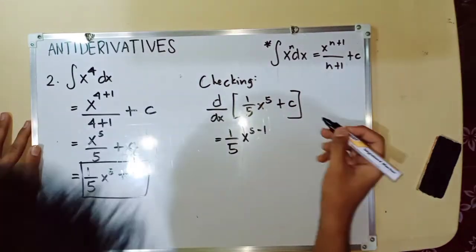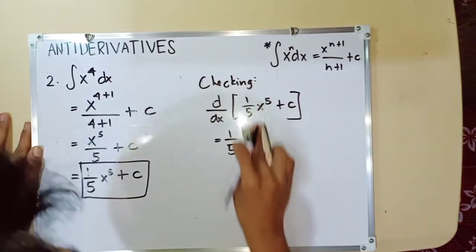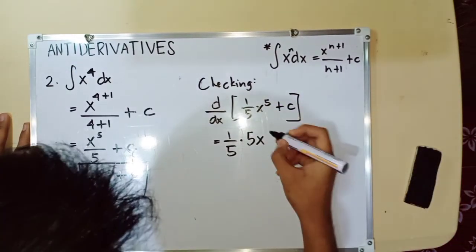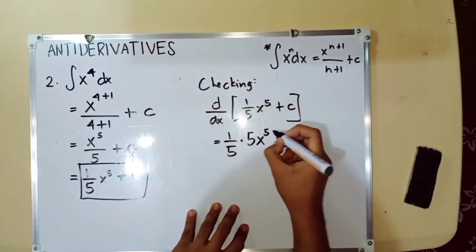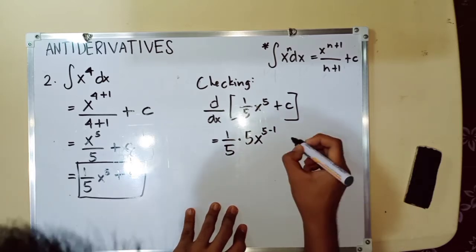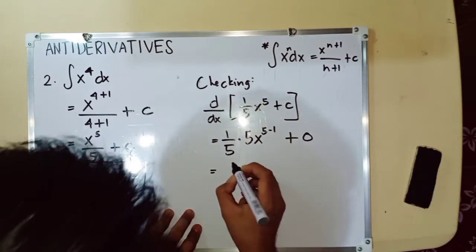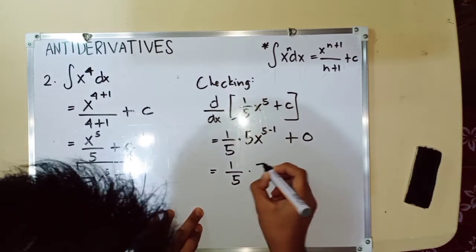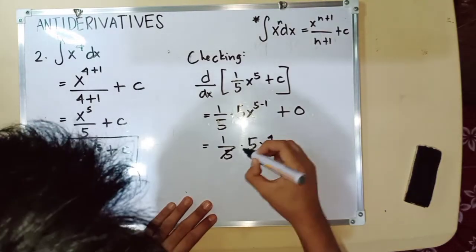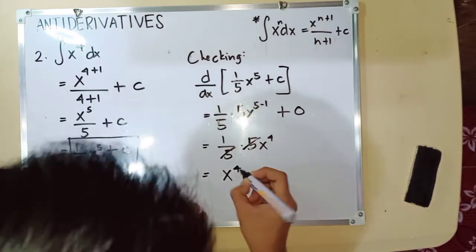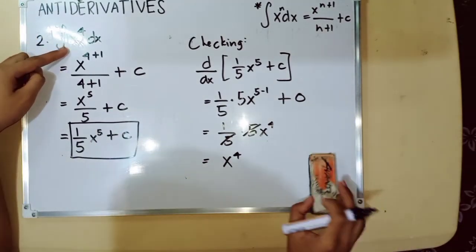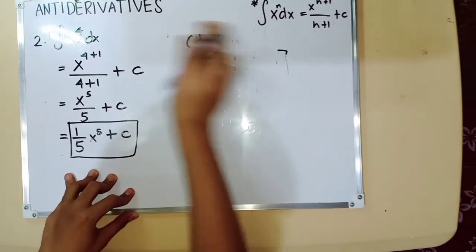Wait lang po, napupunta itong 5 dito sa harap, yung exponent niya. Then, copy lang natin yung 5 minus 1. Then, yung derivative ng constant ay 0. So, simplifying it, 1 over 5 times 5x raised to 4. So, yung 0, mawawala na siya. So, pwede natin itong ma-cancel out. Yung sagot ay x raised to 4. So, nag-match siya dito. So, ibig sabihin ay tama ang ating sagot. So, let us proceed to another example.